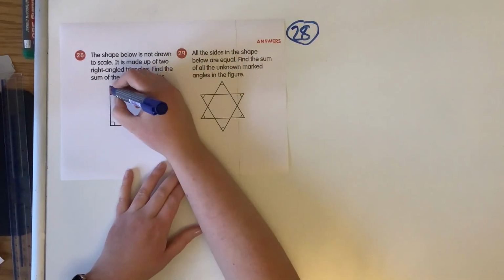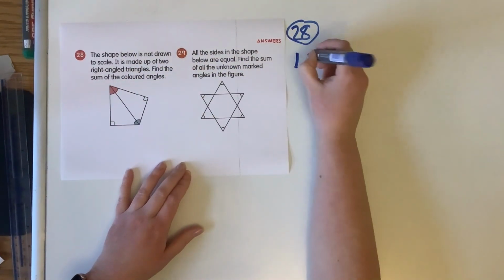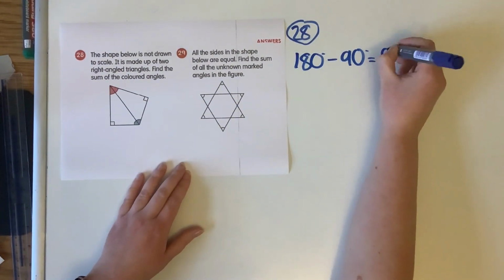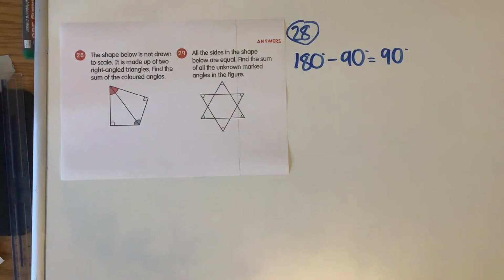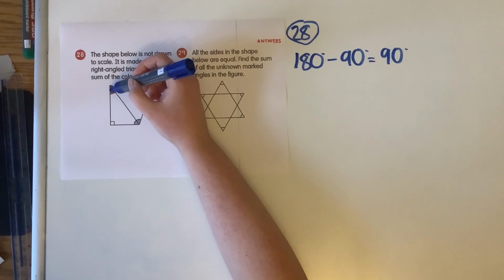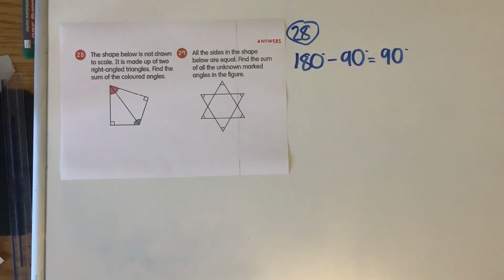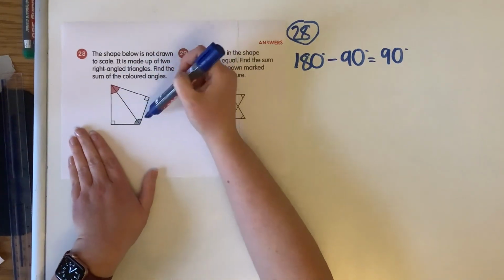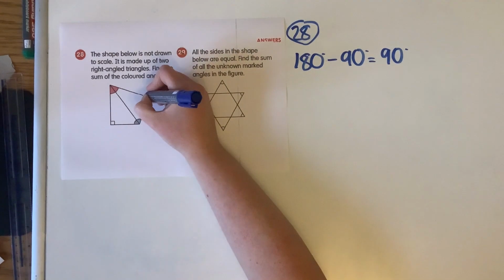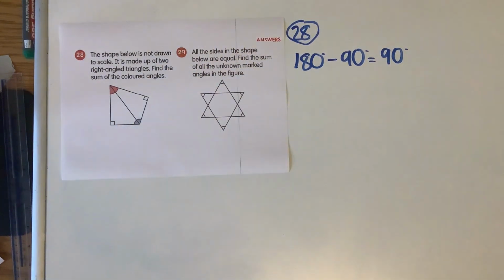So to work out the sum of these two angles, I would just do 180 degrees subtract 90 degrees, which is 90 degrees. That tells me that for this triangle, the pinky reddish colour and the blue colour added together equals 90 degrees. Then if I think about this triangle here, once again, all the angles add up to 180 degrees and it's a right-angled triangle. So once again, 180 degrees subtract 90 degrees is 90 degrees.